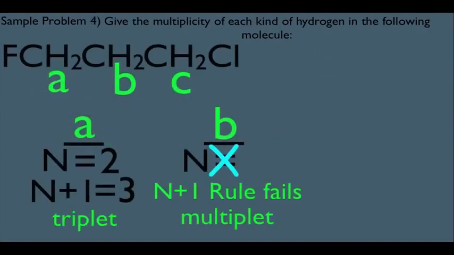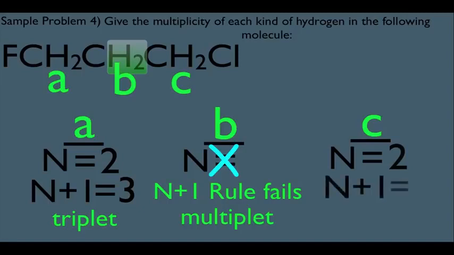So let's go back to our sample problem here. Now we know. Let's just finish it off here and look at the C-type hydrogens. What is their particular N value? Well, again, we start with them. Here they are. They're directly connected to this carbon right here. This carbon has this carbon as a neighbor, which makes the B hydrogens the neighboring hydrogens. There are 2 of them, so the N value for C is 2. 2 plus 1 is 3. We should expect to see a triplet for the C-type hydrogens.